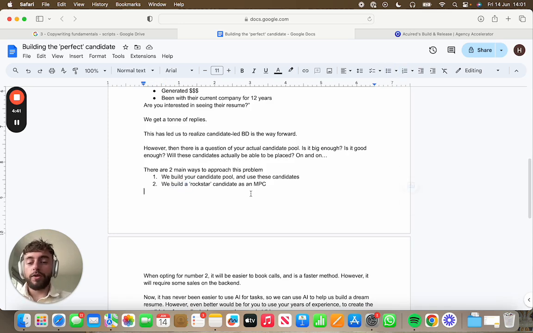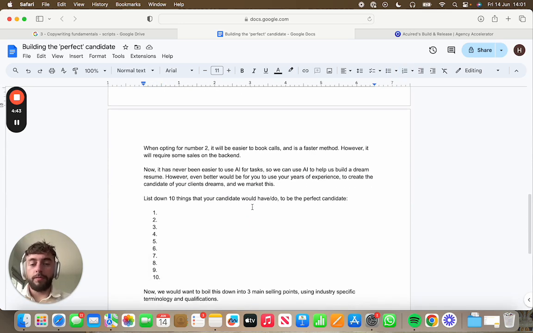However, when building a rockstar candidate, there's a bit more we need to do. This is effectively a bit of a faster method, like you don't have to go and source the candidates yourself first. It will be easier to book calls, however, it will require some more sales on the back end. And what I mean by that is if a hiring manager says, oh, that person's great, I want to speak to them, then of course it would beg the question of getting around that objection.